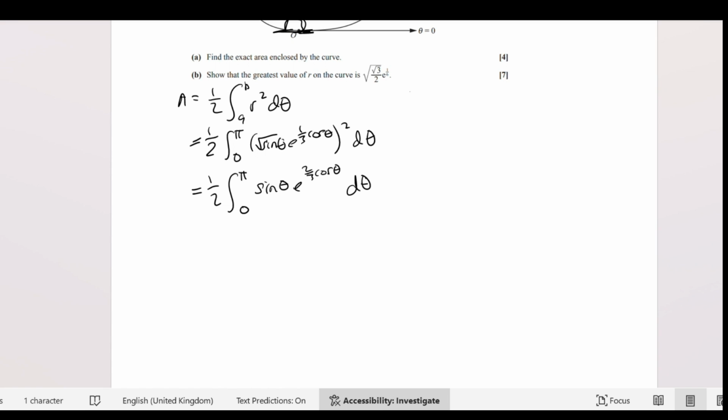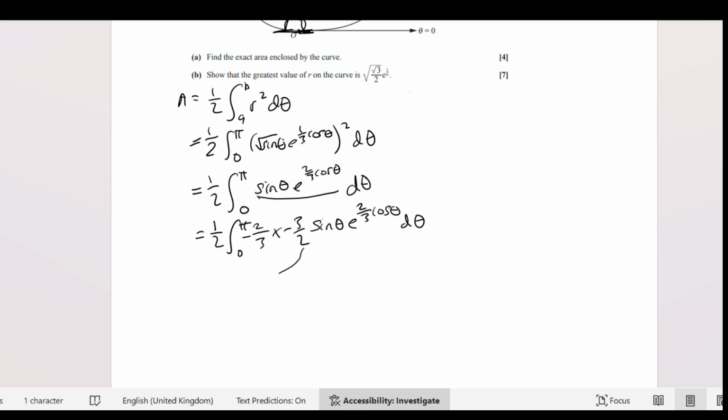All I have to do is rearrange this line so that e to the 2/3 cos theta differentiates into something with a sine theta, because we know cos theta differentiates to minus sine theta, so 2/3 cos theta differentiates to minus 2/3 sine theta. So we do half the integral between pi and 0, and we have to get 1 from minus 2/3. If we have negative 2/3 times negative 3/2, that gives us positive 1, as we want: sine theta, e to the 2/3 cos theta, with respect to theta.